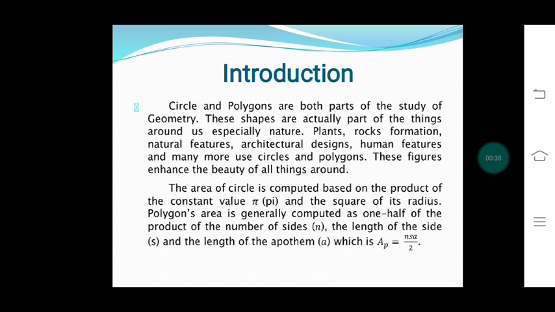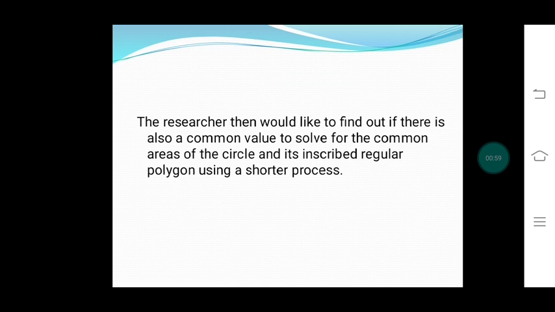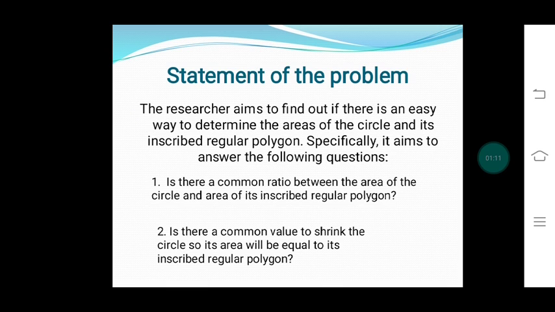The area of the circle is computed based on the product of the constant value of pi and the square of its radius. A polygon's area is generally computed as one half of the product of the number of sides, the length of the sides, and the length of the apothem, which is area of the polygon equals NSA divided by 2. The researcher then would like to find out if there is also a common value to solve for the common areas of the circle and its inscribed regular polygon using a shorter process.